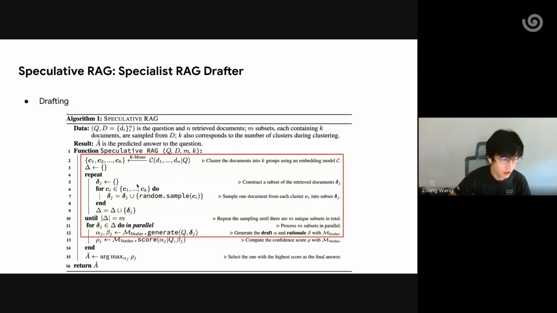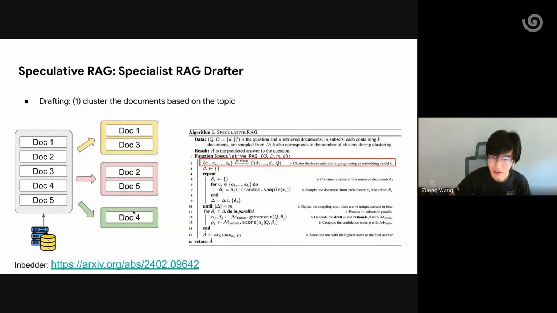And okay, comes the drafting stage. That's also the key step, just like what Daniel just noticed. Yeah, here I draw some figures, then it's easier to understand. The first step, we will cluster the retrieved documents into several groups. Here, we expect each group represents a topic in the retrieved documents.